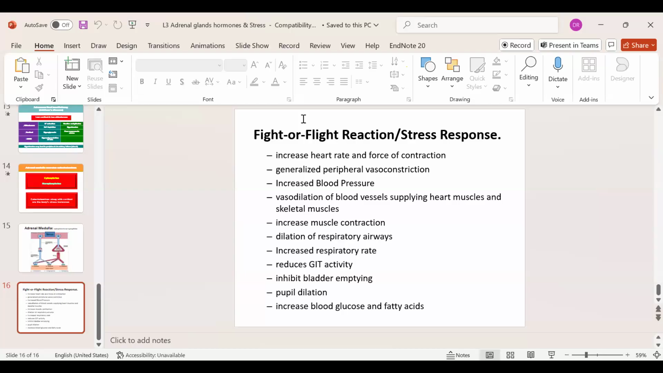Okay, that's all regarding the adrenal gland. Do you have any questions? No, thank you. Okay, so if there are no questions, we can have a break of 10 minutes and then we will continue with the fourth lecture, inshallah.